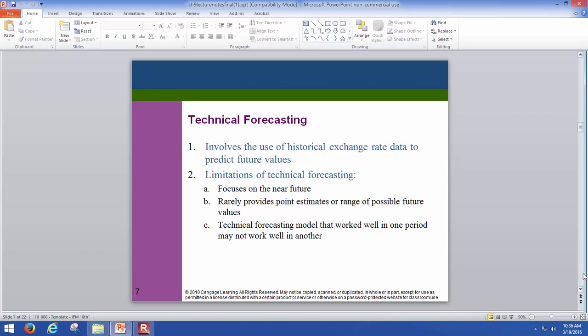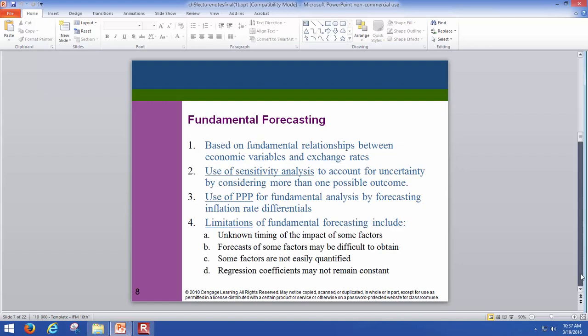And the third one is that a technical forecasting model that worked well in one period may not work well in another. So here what we are saying is that if more and more people, for example, if your competition is also going to use technical forecasting, any advantage that you have might go away. So that is one of the issues whenever we talk about strategies, either in forecasting exchange rates or in forecasting stock prices. In both those cases, as more and more people understand what you're doing and try to imitate you, any advantage that you have will go away.